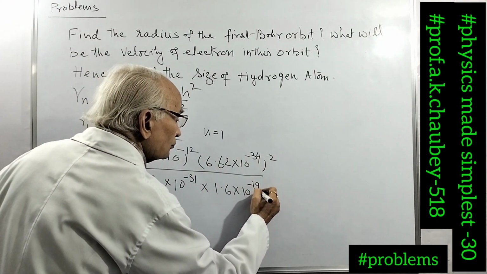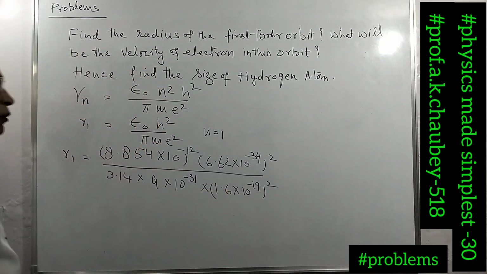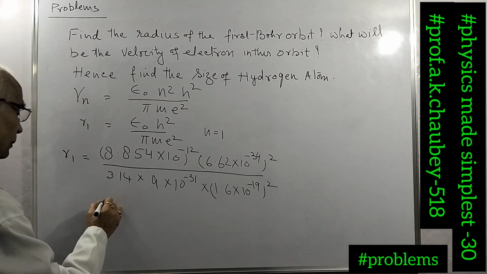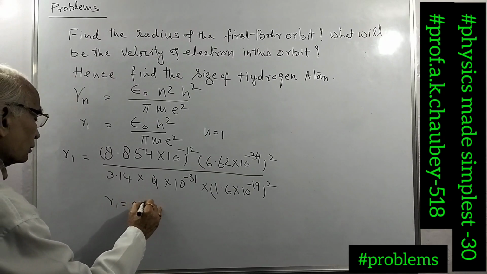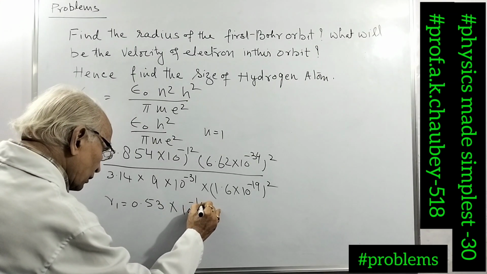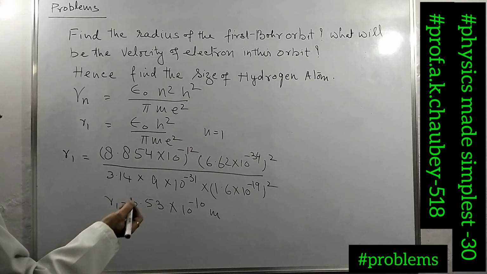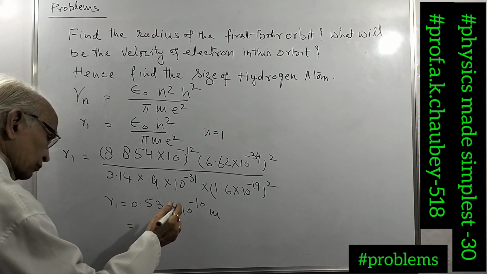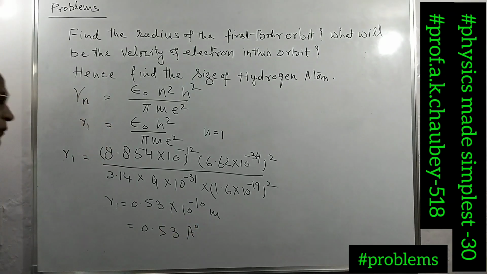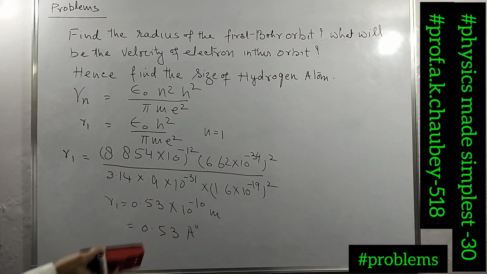Now you solve this, multiply, take the square, and find the value of R1. R1 will be equal to 0.53 into 10 raised to the power minus 10 meter, or you can write it as 0.53 angstrom. So this is the radius of the first Bohr orbit, the size of the Bohr orbit.